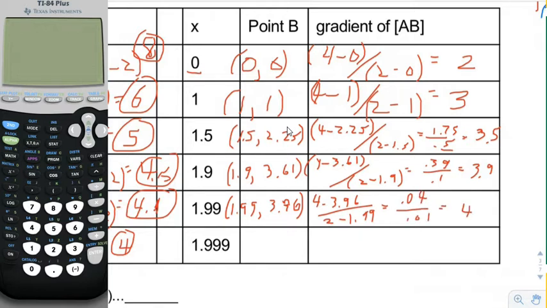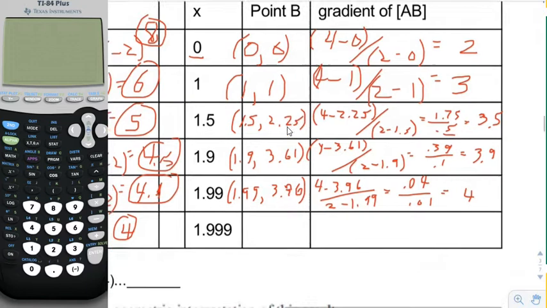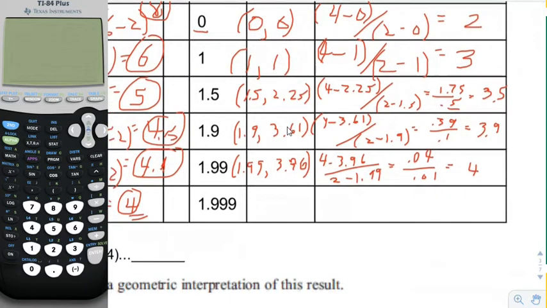Okay, we've already reached the same value we did over here. It's also 4. Now we're going to do 1.999. And now I think my puny calculator is not going to even be able to detect the difference from the previous one. It's going to be 3.996. You see, you don't really have to go that far before you're already basically calculating the gradient of the tangent.